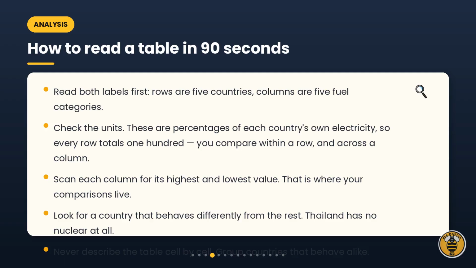And fifth, and this is the one that separates band 6 from band 8, never describe the table cell by cell. Group the countries that behave alike.